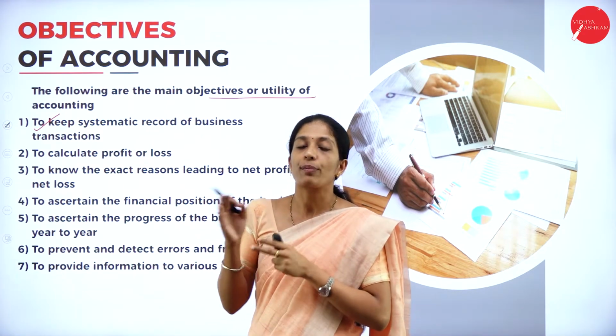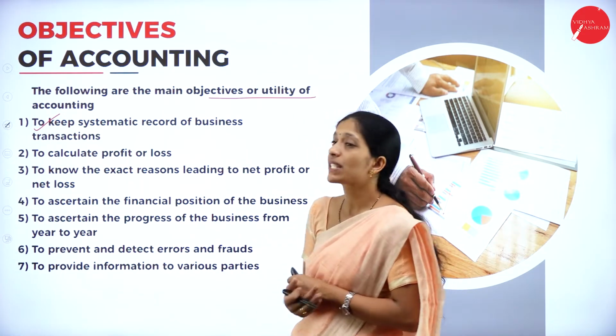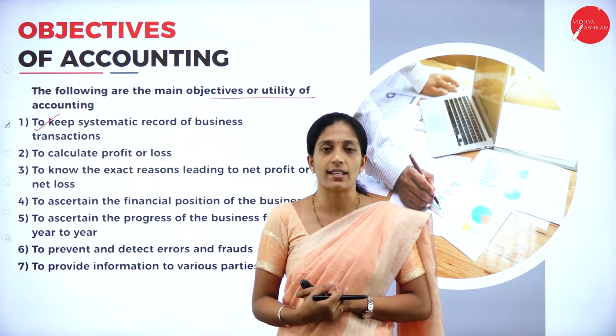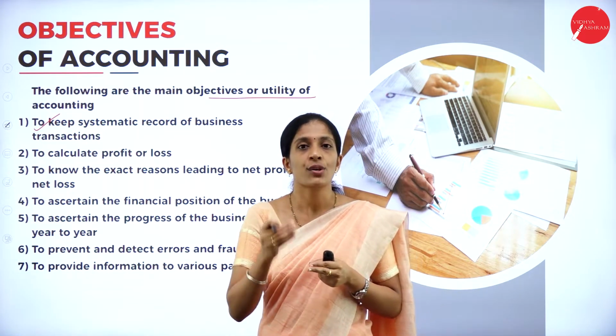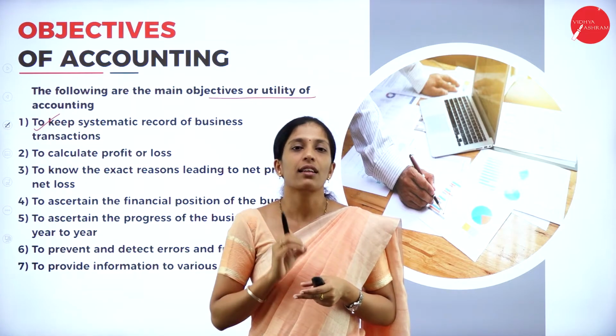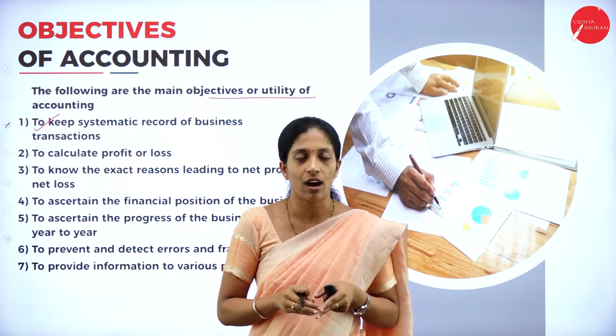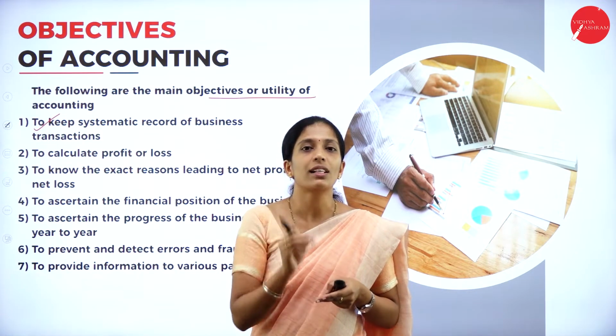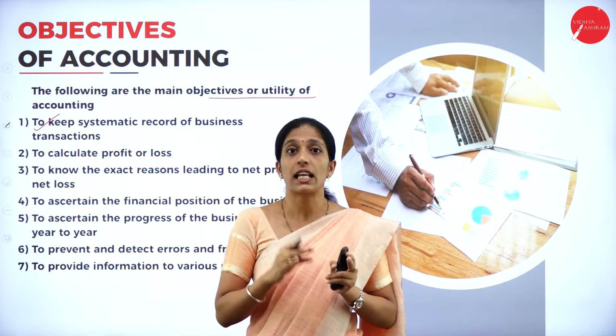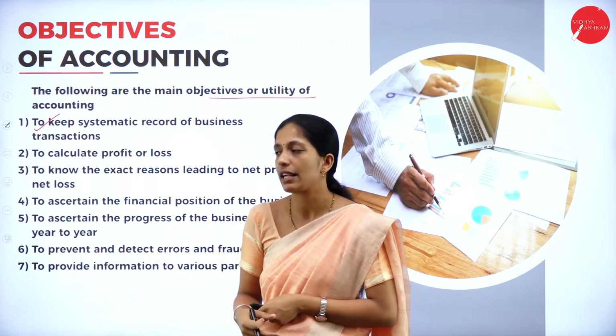So what is the main objective of accounting? To keep a systematic record of business transactions. For easy reference, we have to make a systematic record in the books of accounts, where we will record all the transactions in chronological order as per the date.